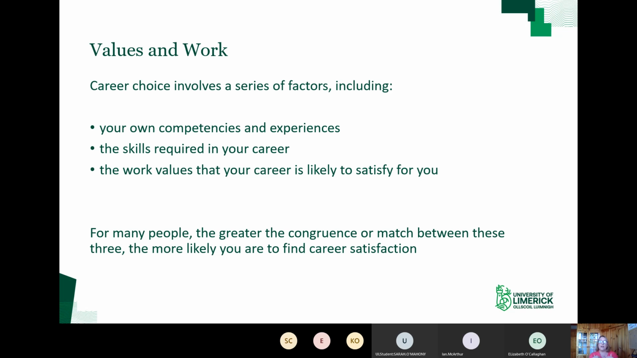And then the other aspect of that career choice is what will satisfy you. So what will make you happy in your career would be fulfilling those values. In that sense, the closer the match, or the more congruity there is between those three factors: what I'm good at, what I can do in terms of fulfilling what's required of me, and what's important to me, or what I value most. If you can get alignment between those, then that tends to give you career satisfaction.